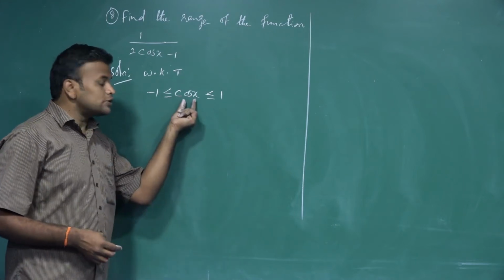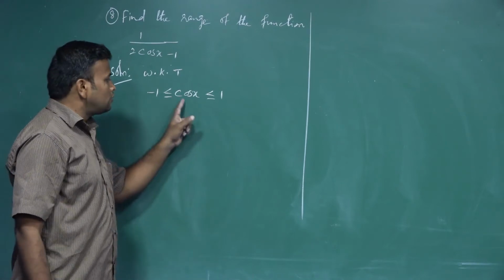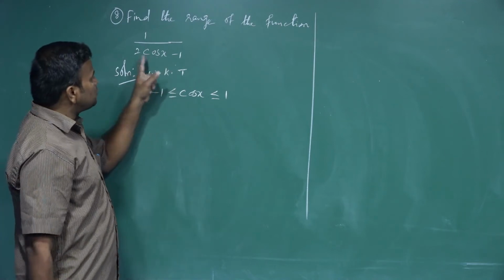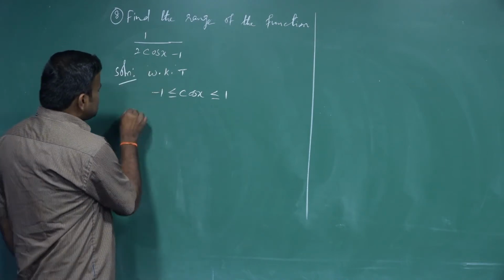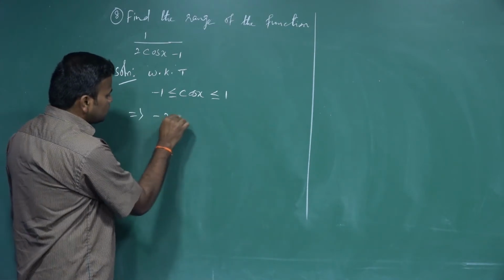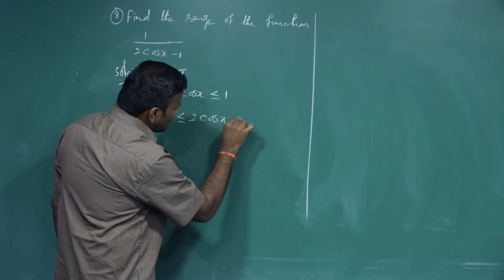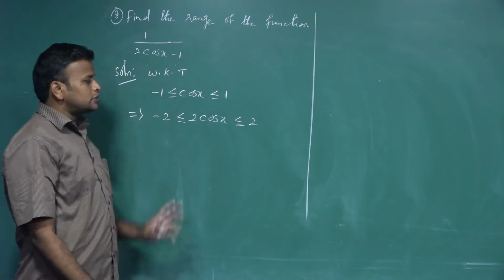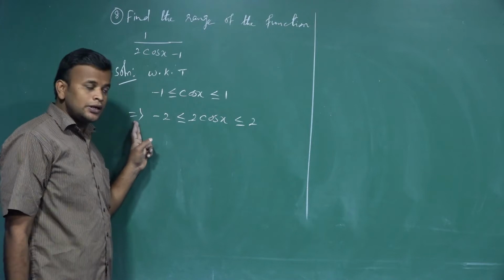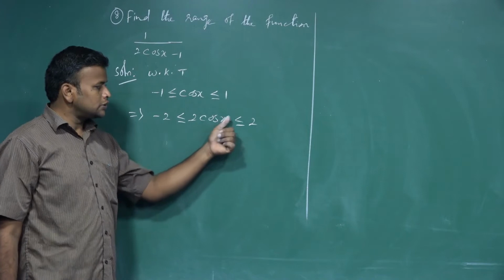What is the reason to take cos here? In our given function, the term cos x is involved. So that's why we take cos. Next, we see that this cos x is multiplied by 2. So the next step is to multiply by 2 on all sides. Minus 1 into 2 is minus 2, less than or equal to 2 cos x, less than or equal to 2. So minus 2 is less than or equal to 2 cos x, which is less than or equal to 2.